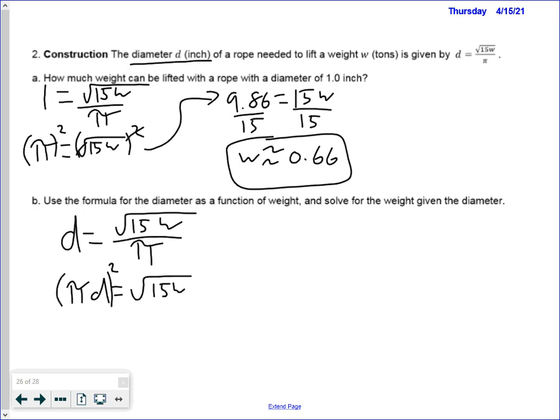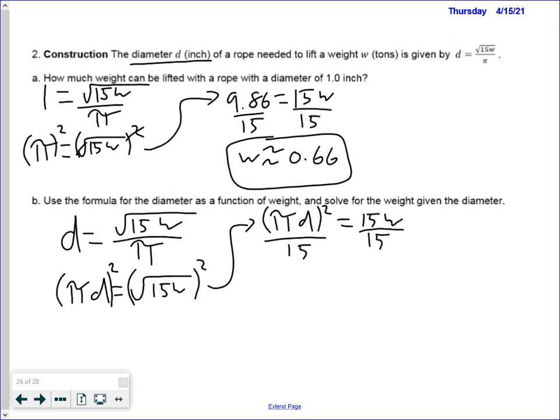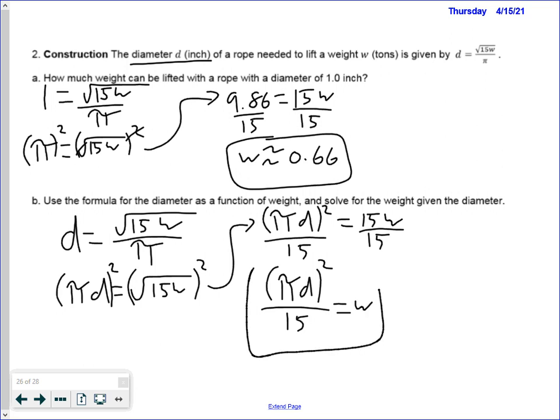And then we're going to square both sides to get rid of that radical. And when we do, we have pi times D all squared equals 15W. And then we'll divide by 15 on both sides so we can isolate the W. So we get that pi times D squared all over 15 will equal W. So that's our inverse of D and the answer for B.